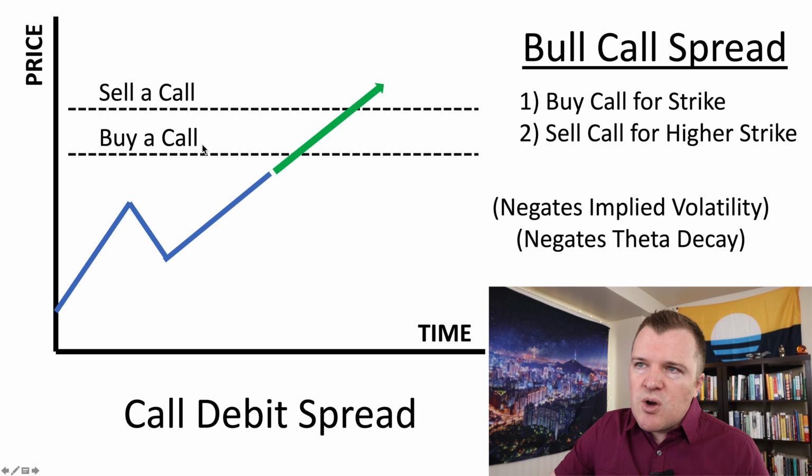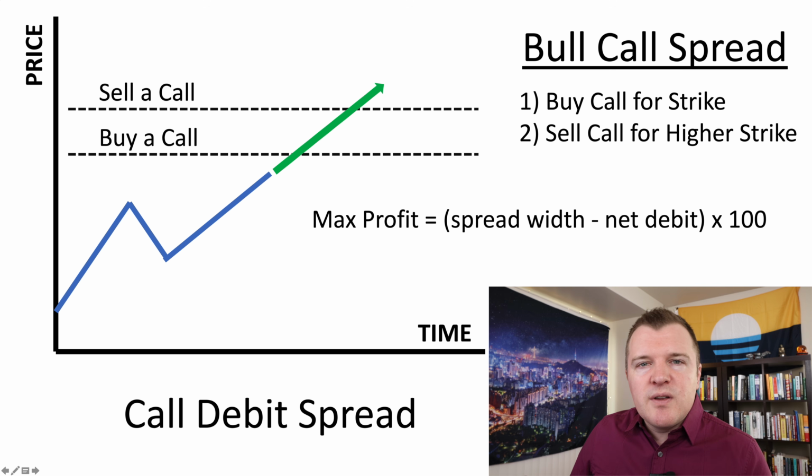But as this call that you bought is losing value due to theta decay, this one is also losing value, but gaining you value as the seller. So in a way, it mitigates the effect of implied volatility and theta decay.